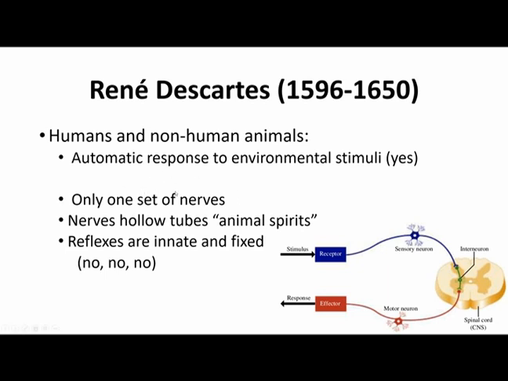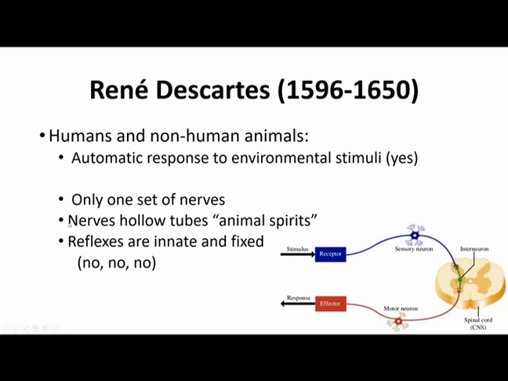However, with Descartes' ideas, he actually only thought that there was one set of nerves, that the incoming and outgoing signals were traveling along the same nerves. But as we see in this diagram here, we have sensory neurons that are our input and motor neurons that are our output. So we don't have one set of nerves. We'd have two or even three if we count the interneurons.